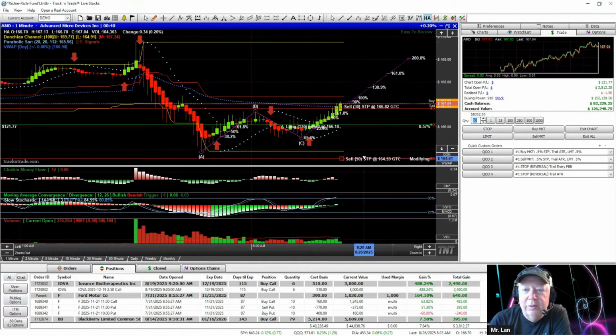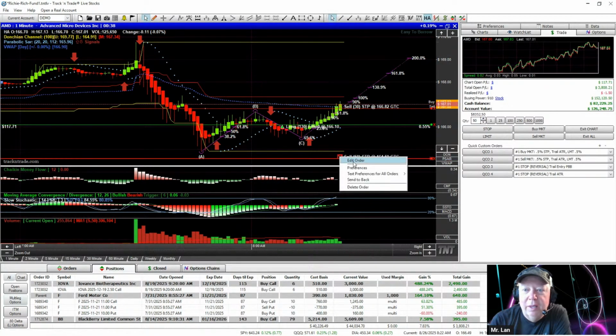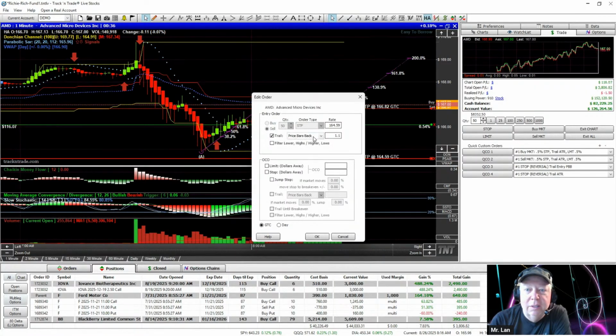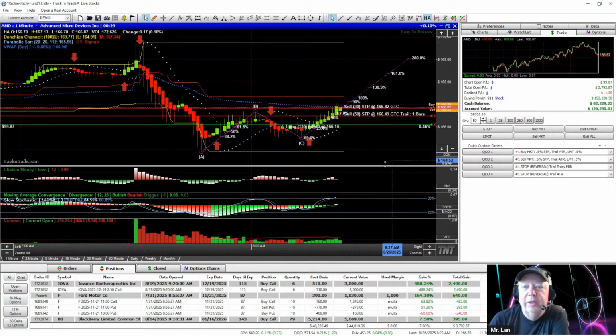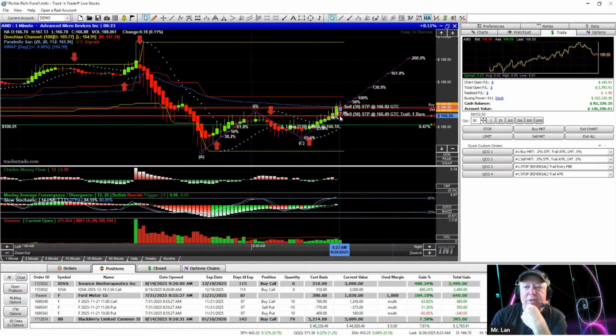If it comes in here, we're going to come in here. We'll go edit, trail, one. Let's just do one price bar back. Okay, so there we go. We'll just trail that up. That pulls back, it drops below the VWAP again. We're going to take the first 30 off. If it drops below here, we'll take 50 off.